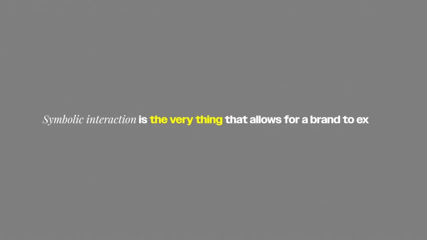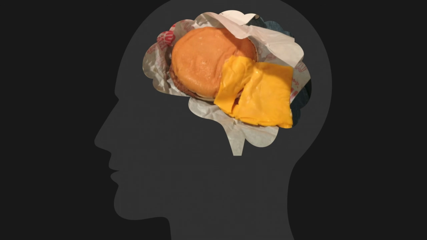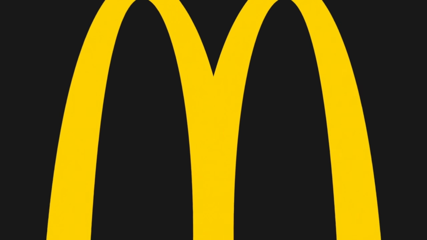Now, here's one fact as to why symbolic interaction is so powerful. Symbolic interaction is the very thing that allows for a brand to actually exist in the first place. Try this for a second. Close your eyes just for a minute and think about the franchise McDonald's. What actually springs to mind for you when you consider McDonald's? Sure, you might have an image of a burger pop up into your mind, but I'm sure many of you would also have a mental image of their Golden Arches logo.